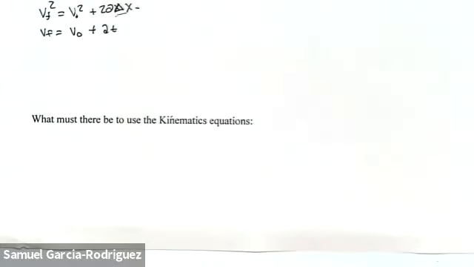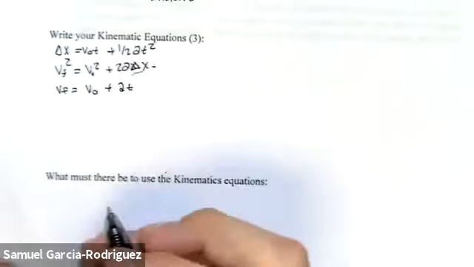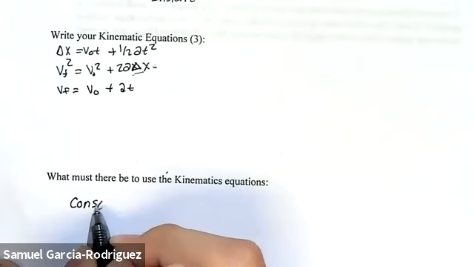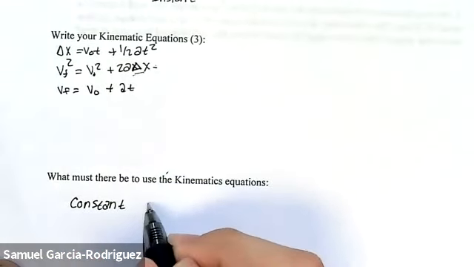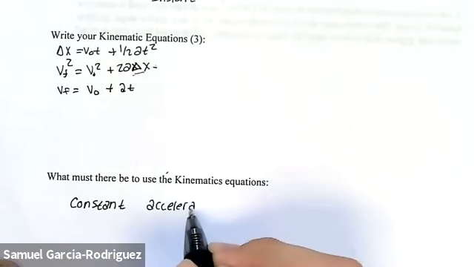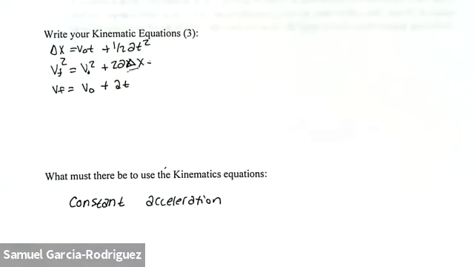Okay, now I think this is the last warm-up question. What must there be to use the kinematic equations? Yes. So they said constant acceleration. Say if you have a question that gives you a function for acceleration and it says acceleration equals 3t squared, you can't use kinematics because depending on your time, your acceleration is different.